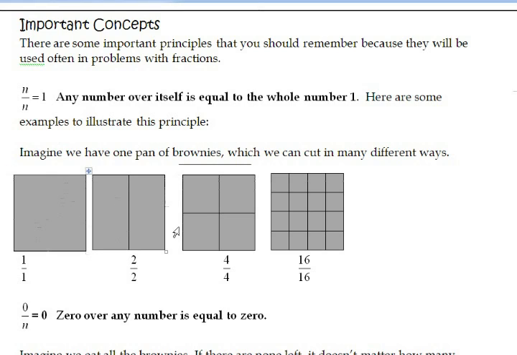Here we have 2 halves, 4/4, and 16/16. And in all of these cases, we still have one whole tray of brownies. So it doesn't matter how many pieces the tray is cut into, it's still one whole tray. So any number over itself equals the whole number 1.